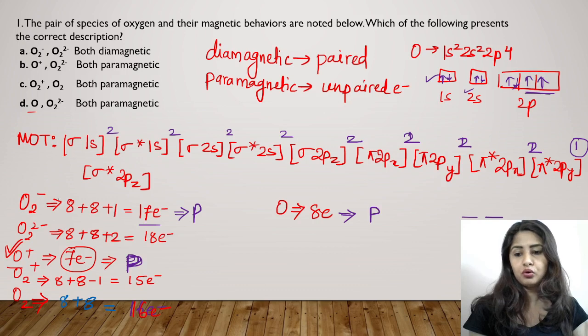Now coming to O2 2 minus, so basically it has one extra electron. So this will be filled and it will become 2. So all the electrons are paired. This one is diamagnetic. Now coming to O2 plus, which has 15 electrons.